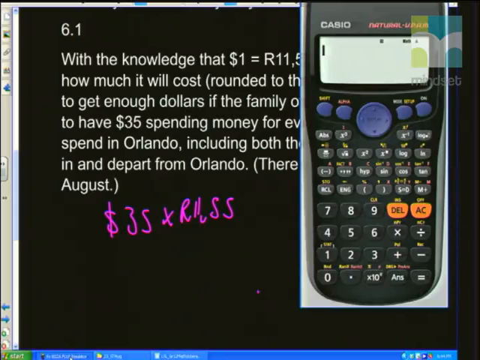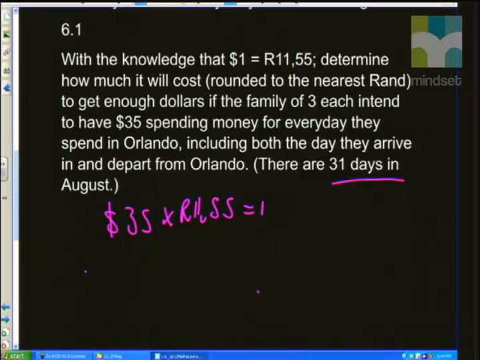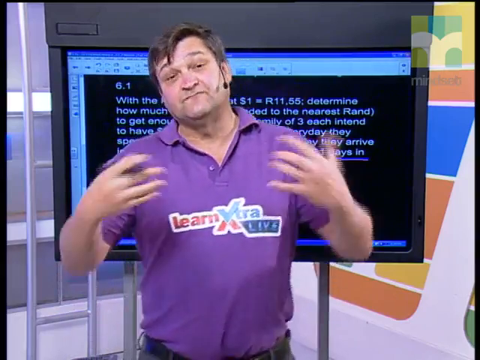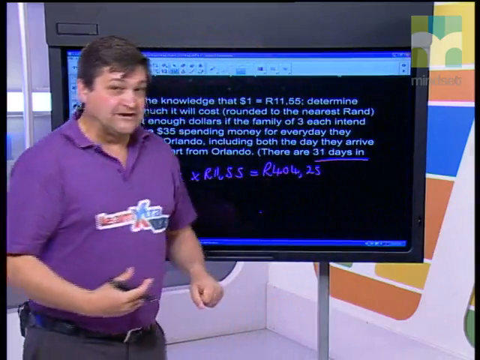So $35, what's that in rands? 35 times 11.55, okay, equals, and we work it to 404 Rand 25 cents. So 404 Rand and 25 cents is needed per day, per person, so that they can have a place to stay, or in my case, some food to eat and a place to stay. All right, 404 Rand 25 cents.